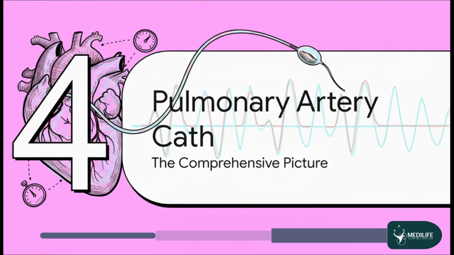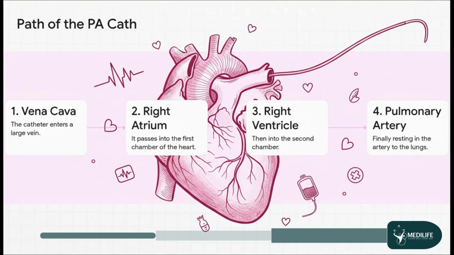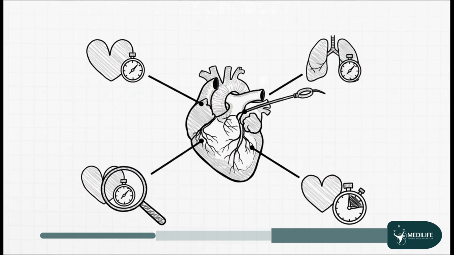Okay, this brings us to the final and most comprehensive tool in our kit, the Pulmonary Artery Catheter, or PA catheter. You might also hear it called a Swan-Ganz. This thing gives us the most complete picture by measuring pressures on both the right and the left sides of the heart. So this catheter is this long, thin line that's put into a large vein, and then it's carefully floated through the heart. It's a heck of a journey. It goes through the vena cava, into the right atrium, down through the right ventricle, and finally comes to rest in the pulmonary artery. And from this one single catheter, we get 4 critical pieces of information.